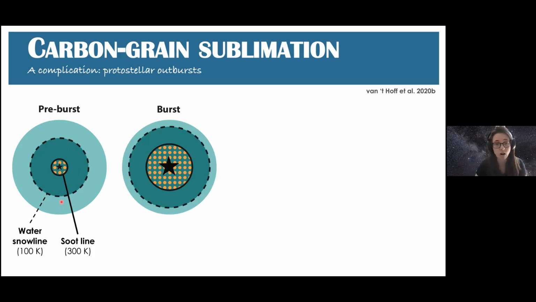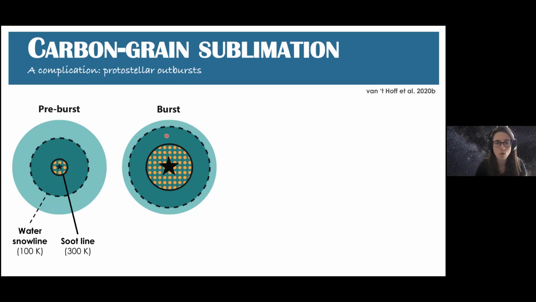But then if this star undergoes a burst, it becomes much more luminous. It heats up the material surrounding it. And that means that it shifts these temperature contours, so the snow lines and the soot line, outward. So that means that we would have a much larger region where we expect nitrogen-bearing molecules to be enhanced.